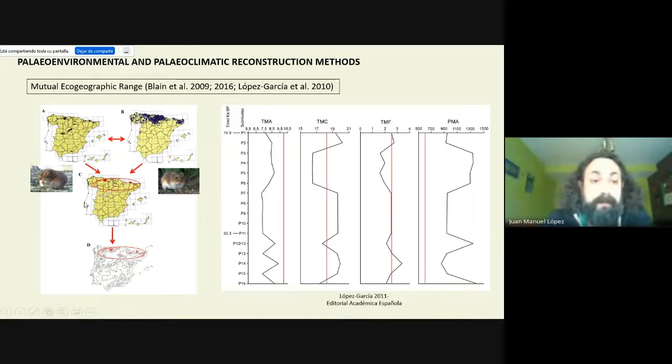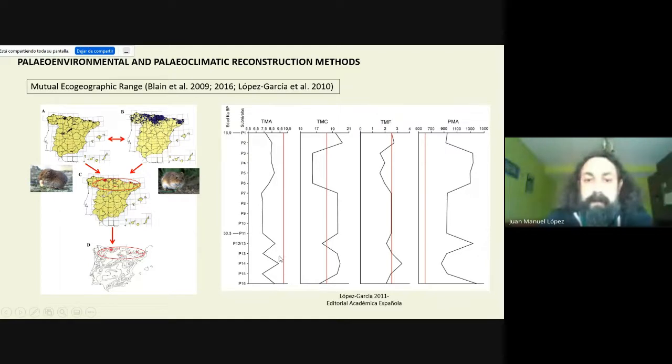Here is an example of two species. This is the Iberian vole with the common vole. This is the current distribution in the Iberian Peninsula. This is the intersection; the intersection is where these two species coincide. And here is the overlap with a climatic map. I think that is from mean annual temperatures over 30 years.